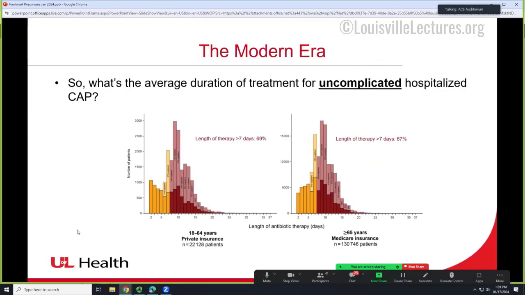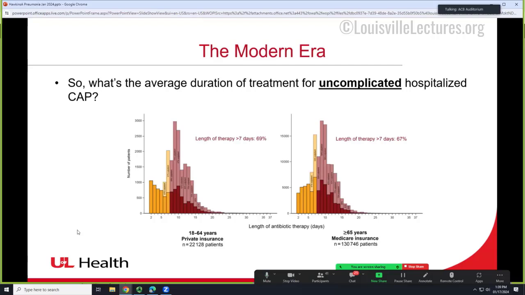What are we doing with this in the modern era? This is really interesting to me. There are like 2 studies in here that kind of depress me. This is one, and the other one will come later when we talk about orals. They took this from an insurance group, and they wanted to see what we are doing. How long are we treating these patients? The yellow is less than 7 days. The red is greater than 7 days. The lighter shade is outpatient treatment. The darker shade is inpatient treatment.